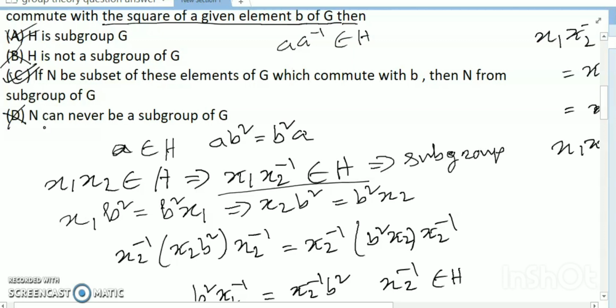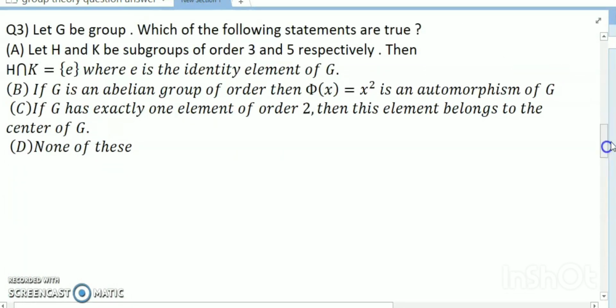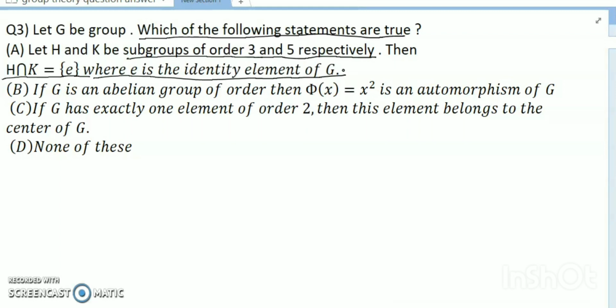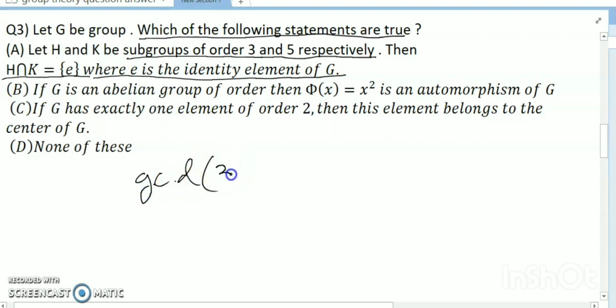Now, next question, friends. Next we discuss the next question. Let G be a group, which of the following statements are true? Let H and K be subgroups of order 3 and 5 respectively, then H intersection K equals e, where e is the identity element of G. So you have to understand that GCD of 3 and 5 equals 1. So friends, H intersection K equals e, this is correct.